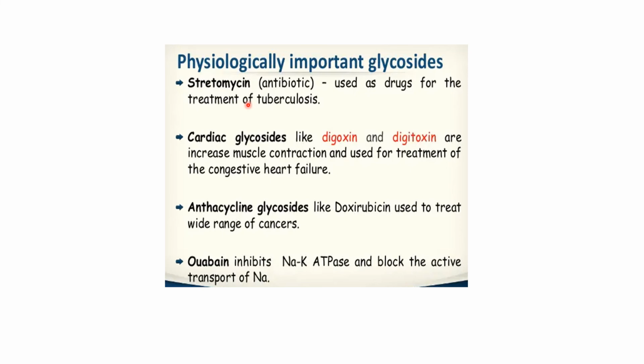Where are these glycosides important? These glycosides are mostly involved in the drug structure used for the treatment of tuberculosis. One more is cardiac glycosides like digoxin and digitoxin, which are involved in muscle contractions, and are used for the treatment of congestive heart failure. One more is anthracycline glycosides, used to treat a wide range of cancers. Another is ouabain, an inhibitor of the sodium potassium ATPase that blocks the active transport of sodium. So these are the four physiologically important glycosides: streptomycin, cardiac glycosides, anthracycline glycosides, and ouabain.